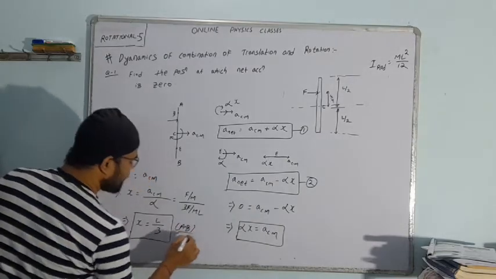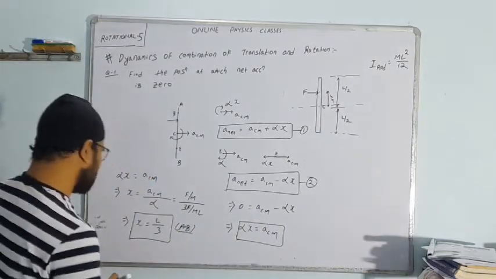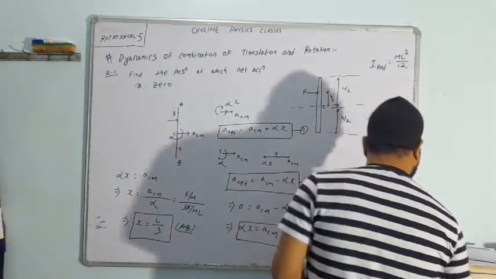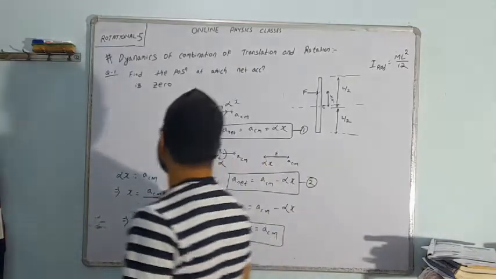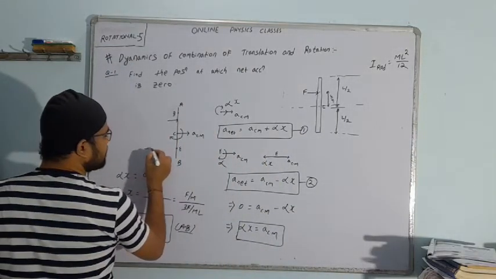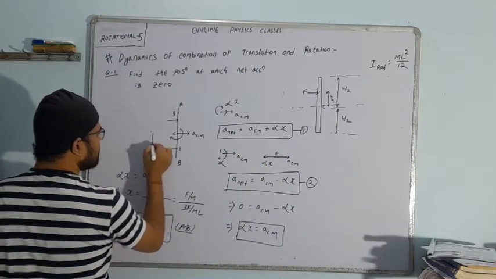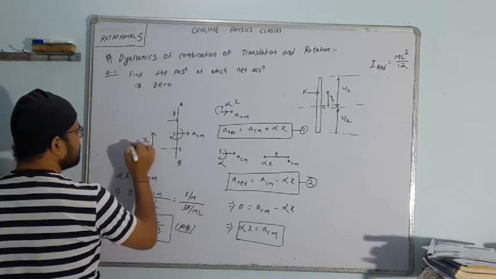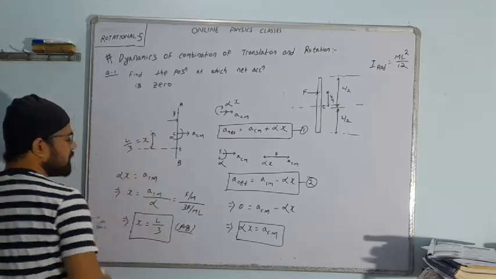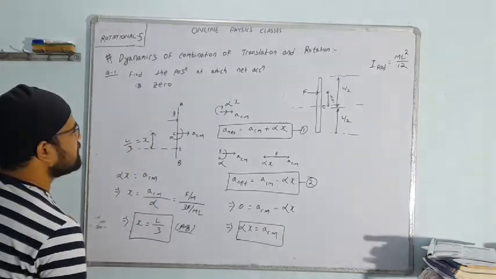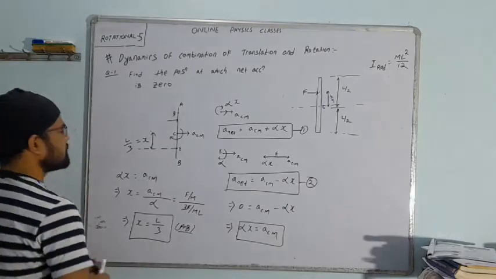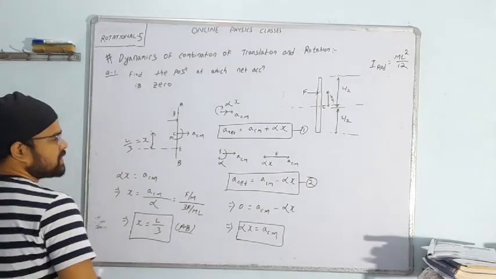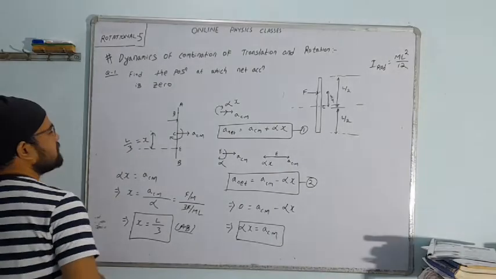x is the point where the net acceleration is 0. This distance x is equal to L by 3. At L by 3 below the center, the net acceleration of the rod is 0. Please solve this equation and understand the concept.